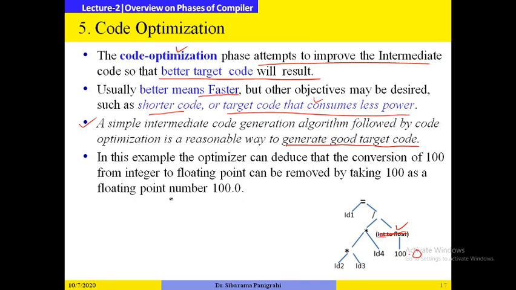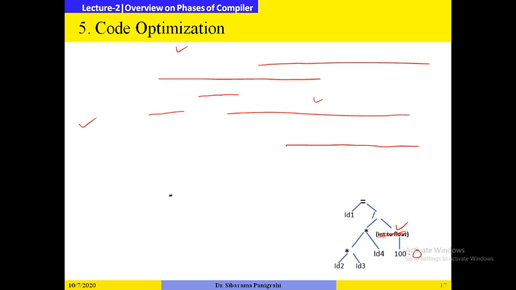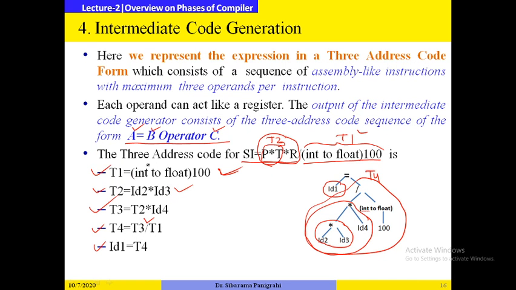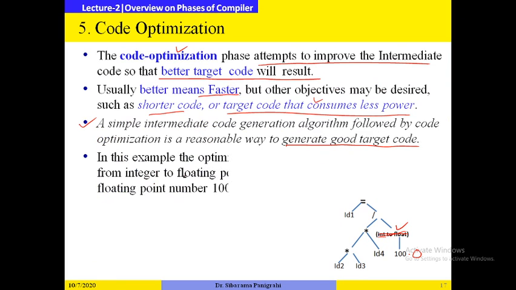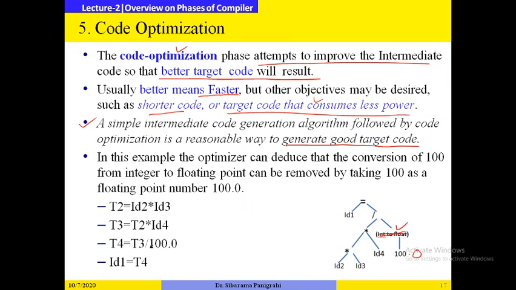So in the previous example, the first step is T1 equal to into float 100. Here we will eliminate that one and directly do T4 equal to T3 by 100.0. So converting 100 to float is useless, so better to directly take a floating point value. Here we have reduced one step, that is, we have optimized the code. Similarly, we will study some machine dependent and machine independent code optimizations when we go through the code optimization chapter. But I hope all of you have understood what code optimization is and how we can do it.